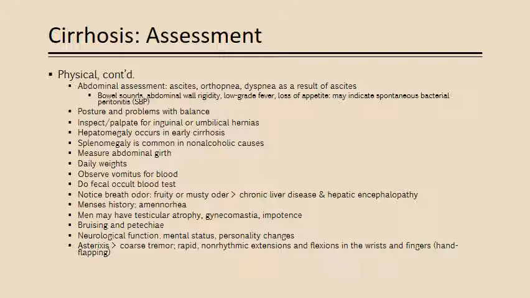What is their neurological function, their mental status, personality changes? Just observe them and how they respond to the questions. Asterixis is a coarse tremor. It's a rapid, non-rhythmic extensions and flexions in the wrists and fingers. It's like hand flapping. If they're doing that, they're sick. There's neurological involvement.